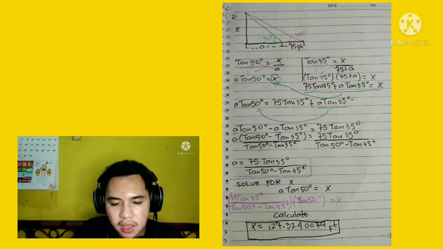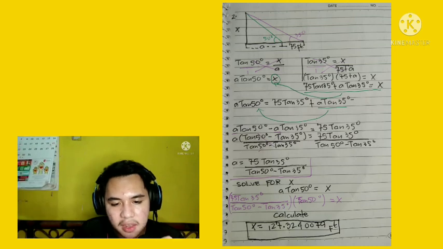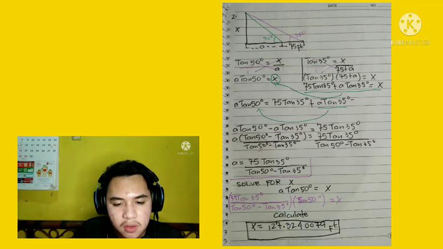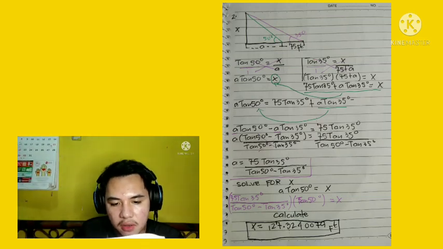So this is x, we can substitute it to our x here. So we will get a tangent 50 equals our x, which is 75 tangent 35 degrees plus a tangent 35 degrees. So let's transpose our a tangent 35 degrees to the other side.